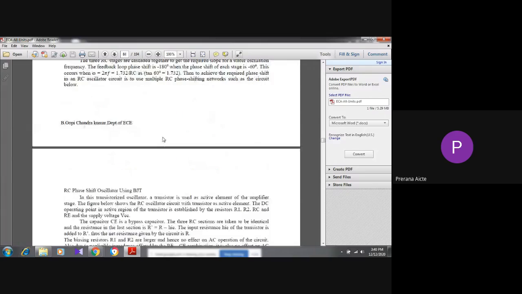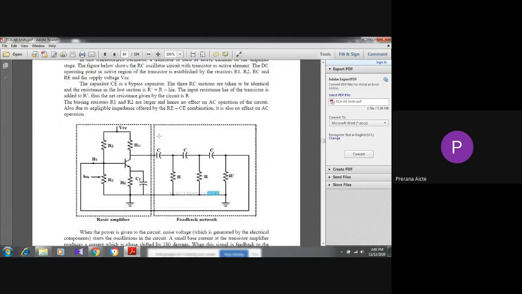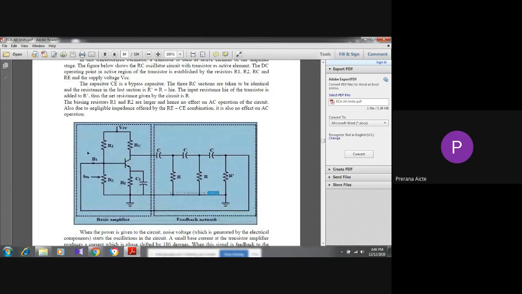This is the circuit diagram of the RC phase shift oscillator. Here this is an inverting amplifier, and this right side part is the feedback network. From this amplifier you will get 180 degrees. From this inverting feedback network you will get 180. So 180 plus 180, total 360 degrees we are getting. So it satisfies the Barkhausen criteria.